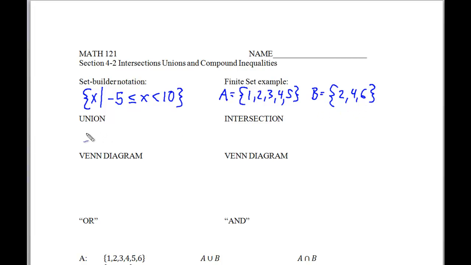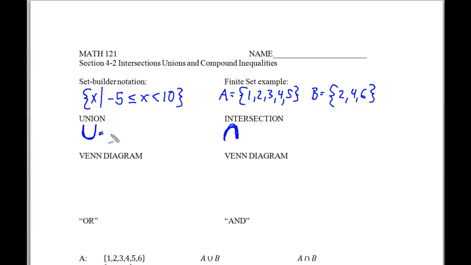The union is represented with a large U, and the union between two sets would be all the elements of both sets. The intersection would be only what the two sets have in common. So if you take a look at A and B, the union would be 1, 2, 3, 4, 5, 6 because it includes all the numbers of both. The intersection, only what they have in common, would be 2, 4, because 2 and 4 are the only two things they have in common.